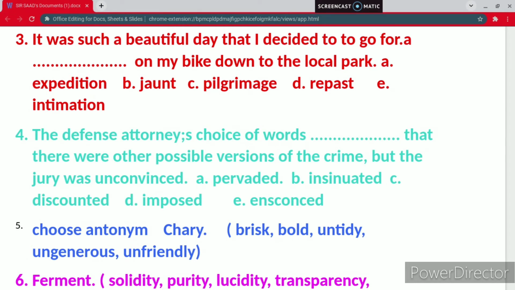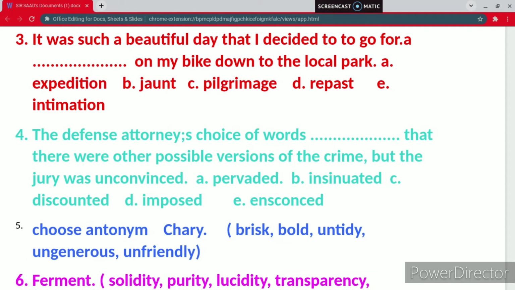Pervaded means transfuse, interpenetrate. Then the next one is insinuated. Insinuated means to suggest in an artful way. Discounted, you know the meaning of discount, reduction. Imposed, impose means apply by authority. And then inconst, conceal. So now look here, the defense attorney's choice of words that there were other possible versions of the crime, but the jury was unconvinced.